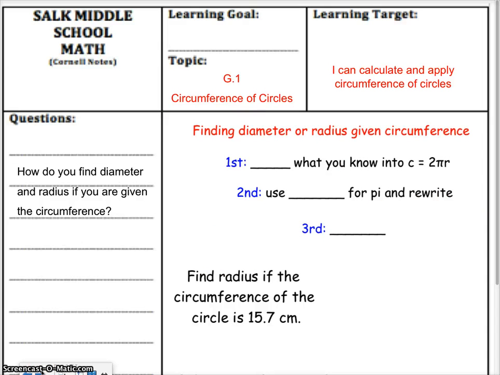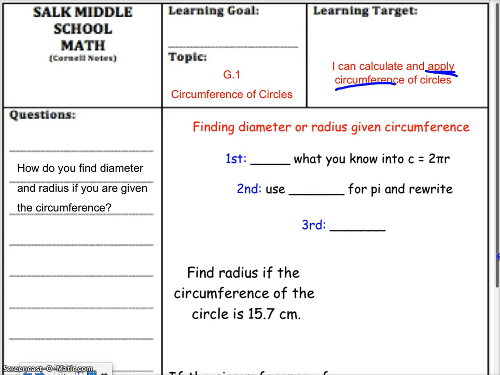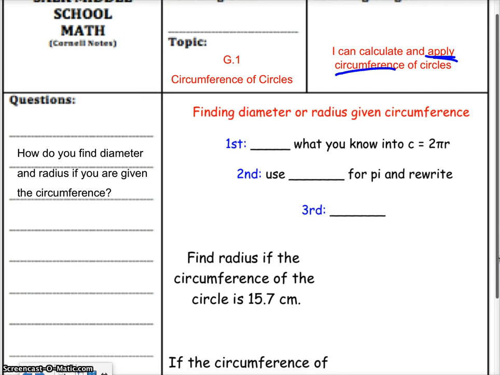Next learning target is actually applying the circumference formula. That means being able to know what that formula is and work backwards to find missing dimensions. So finding diameter, radius, given circumference. I make this look really hard and it's really not. I'm going to give you the easy way after I show you the technical way to do it.